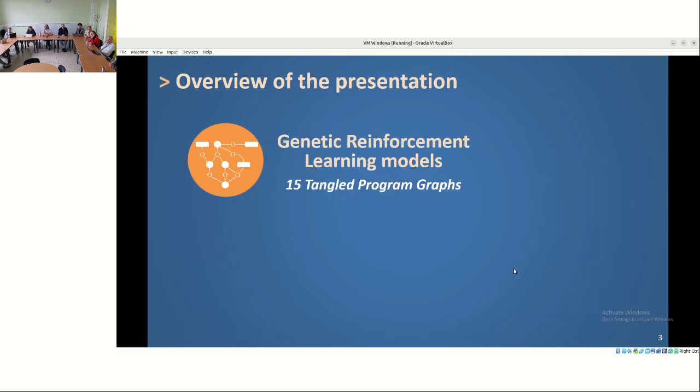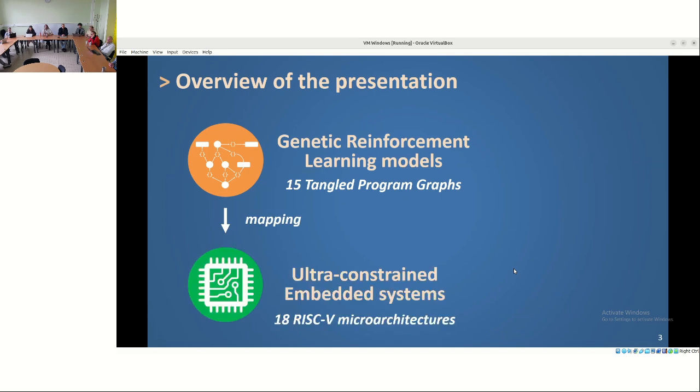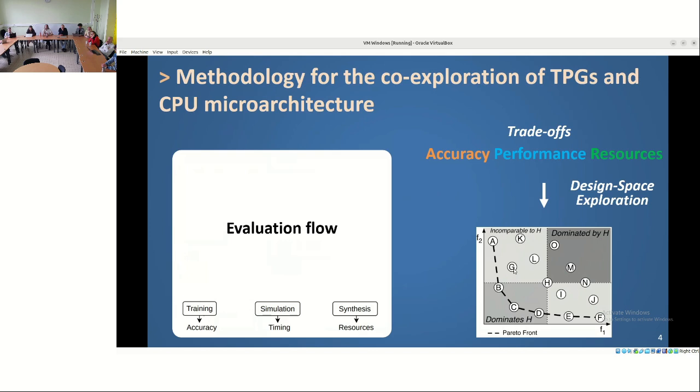So the study here tries to map genetic reinforcement learning models, so tangled program graphs, on embedded systems that are ultra constrained. We have 15 tangled program graphs and 18 microarchitectures under study. And this yields trade-off in terms of accuracy, performance, and resources. So we have both an algorithmic design space and a hardware design space that are structured and come at interplay.